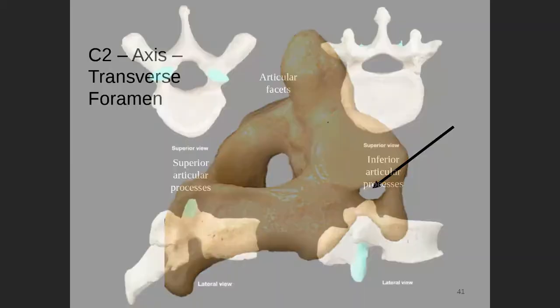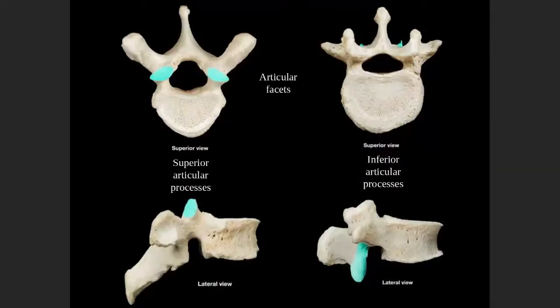Okay, quick review now. Ready? Articular facets and articular processes. All right, so the whole bony projection is going to be the process. If it's above the vertebrae, it's the superior one. If it's below, it's inferior. And then the flat surface that is going to articulate with another vertebrae or another bone is going to be the articular facet.